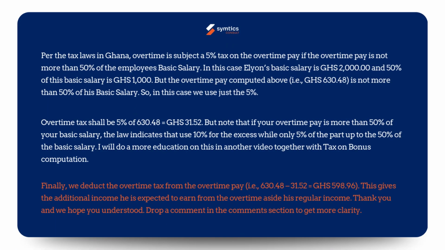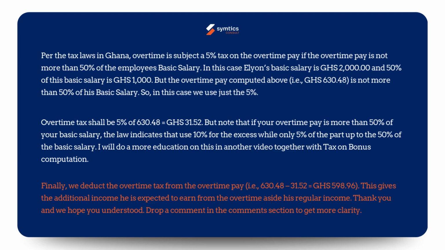Per the tax laws in Ghana, overtime is subject to 5% tax on the overtime pay if the overtime pay is not more than 50% of the employee's basic salary. In this case, Elion's basic salary is 2,000 Ghanaian cedis and 50% of this basic salary is 1,000 Ghanaian cedis. But the overtime pay computed above, that is 630 Ghanaian cedis and 48 pesewas, is not more than 50% of his basic salary. So, in this case we use just the 5%. Overtime tax shall be 5% of 630.48 equals 31 Ghanaian cedis and 52 pesewas.